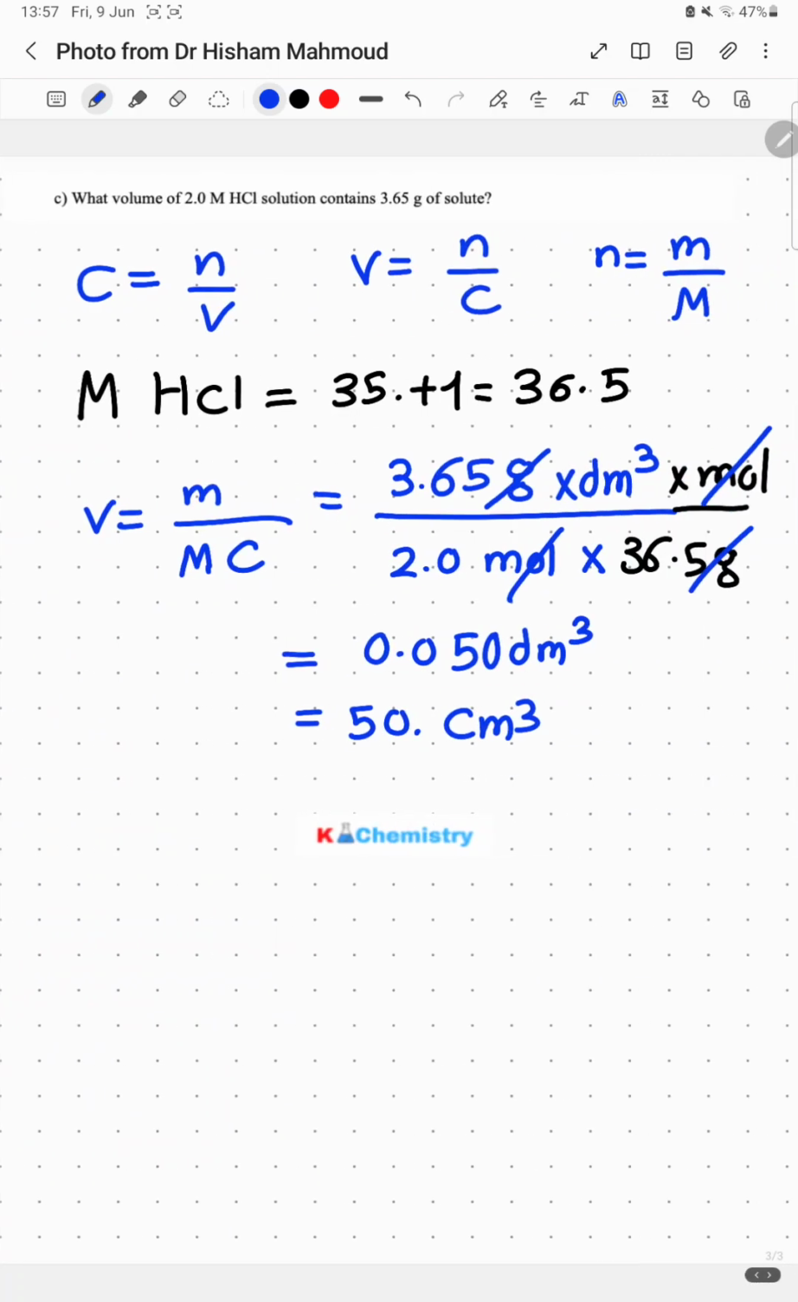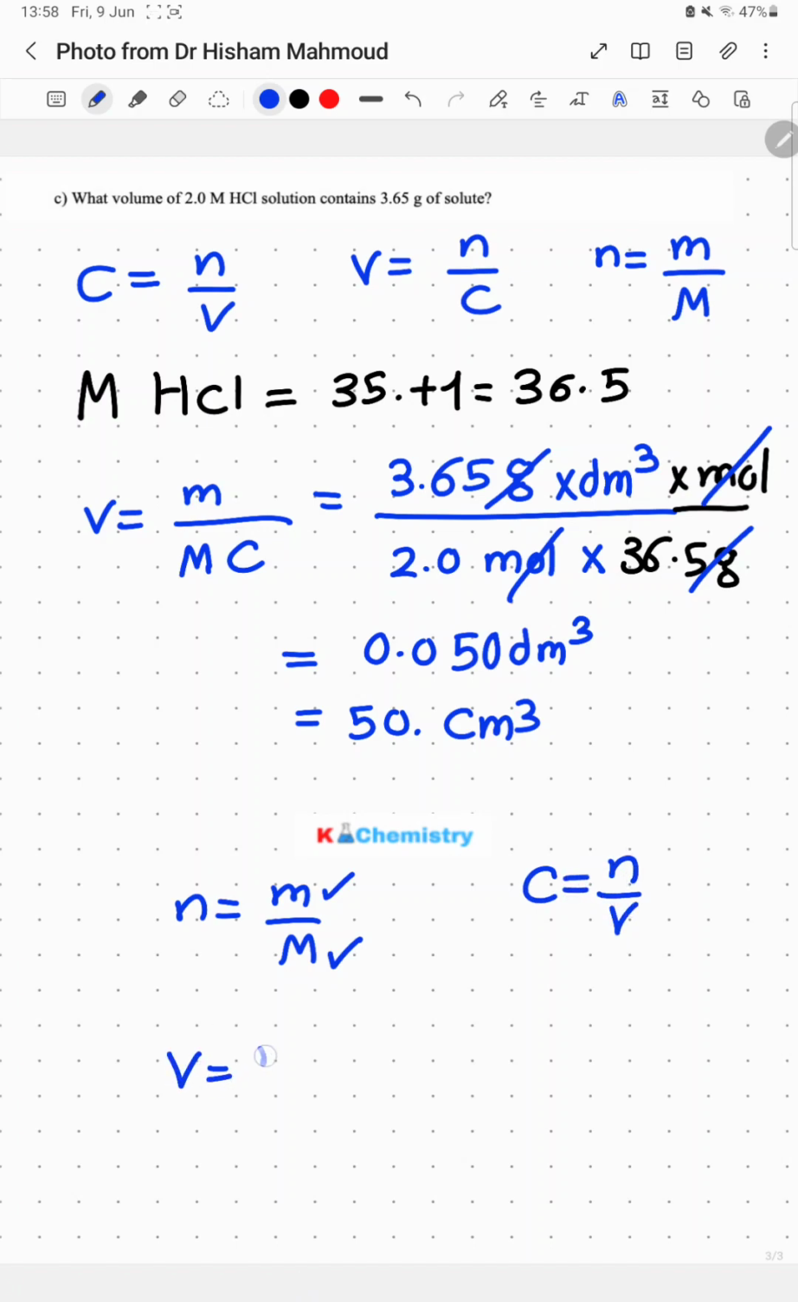The third question: what volume of solution contains 3.65 grams of solute HCl? So I have the N is equal to mass over molar mass. I have the mass, and that's 3.65, and I have the molar mass. I can calculate it, 35.5 for chlorine, and 1 for hydrogen is 1, so 36.5. So I can get the number of moles, and from that one I can get the volume, because concentration is equal to number of moles over volume.